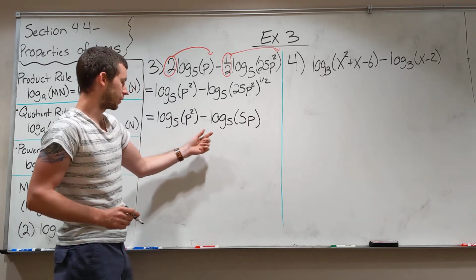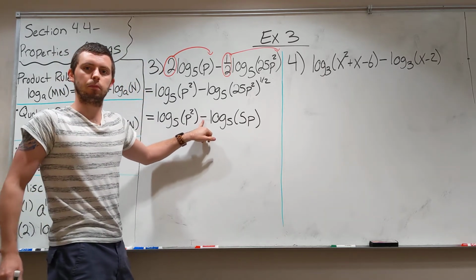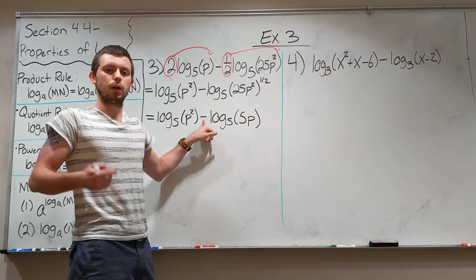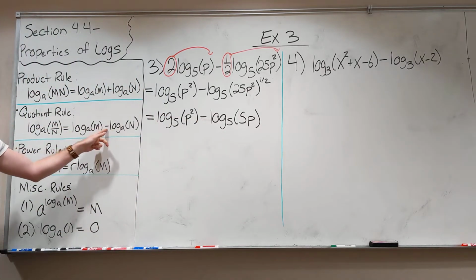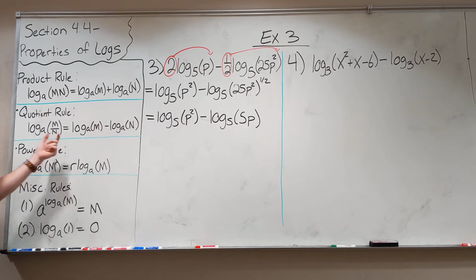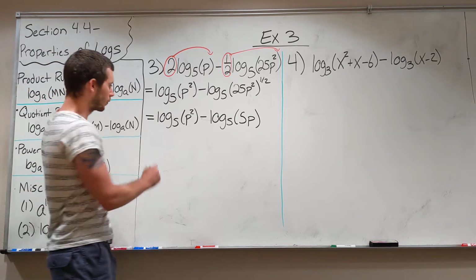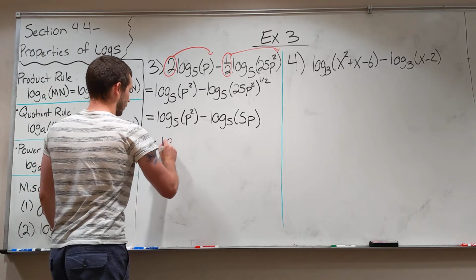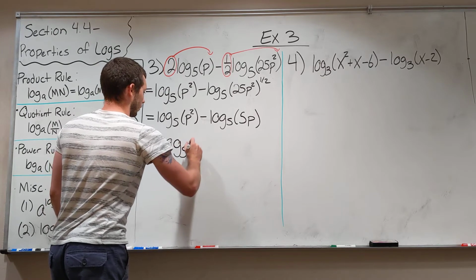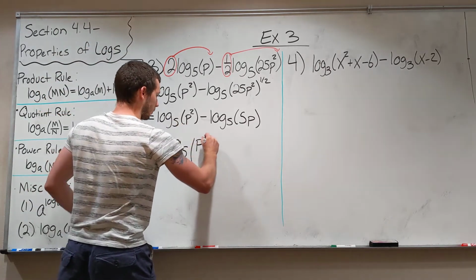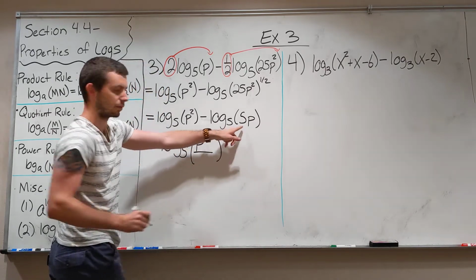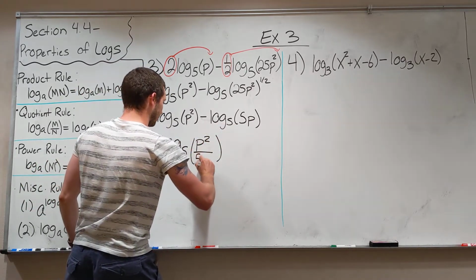And with that simplification, we can go ahead and apply the quotient rule here, which says if we have a difference of logarithms, we can go ahead and combine them together as one, but we have a fraction. So p squared is in the numerator, and the 5p is in the denominator.